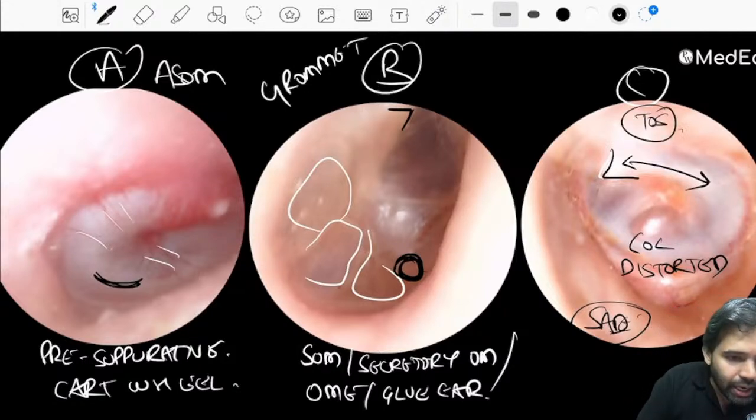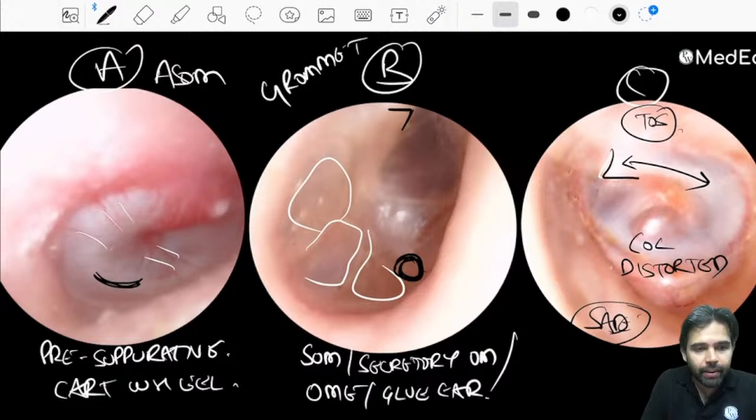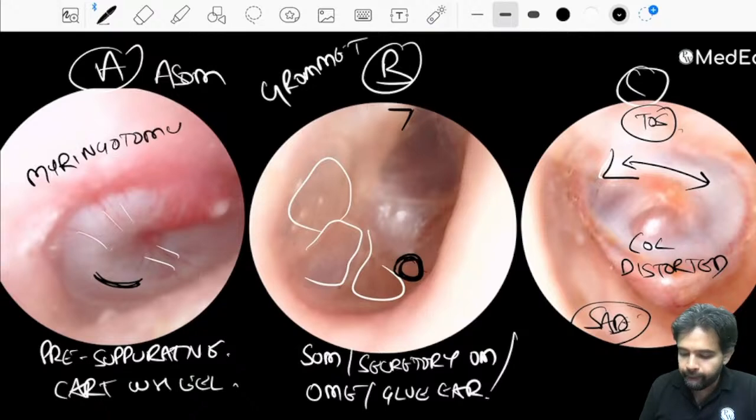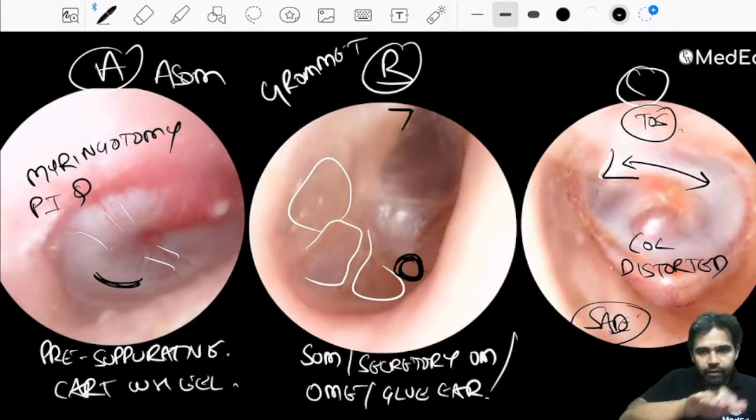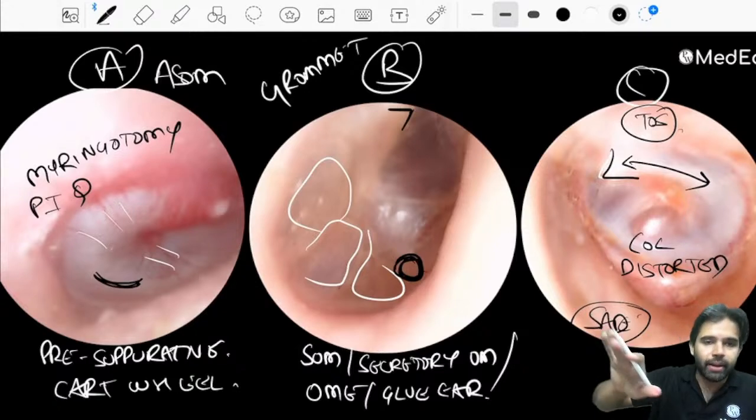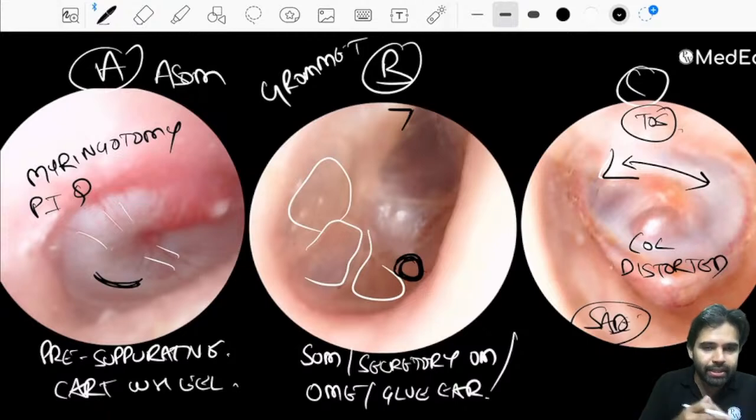Somebody is asking a question, Kavi, what incision are we giving? In ASOM, when there is infection, for immediate pain relief, we make a curvilinear incision. This is called myringotomy. It is done in the posterior inferior quadrant. It is curvilinear because you want to cut through the radial fibers so that it doesn't close very quickly, and for 4 or 5 days all the pus can come out.